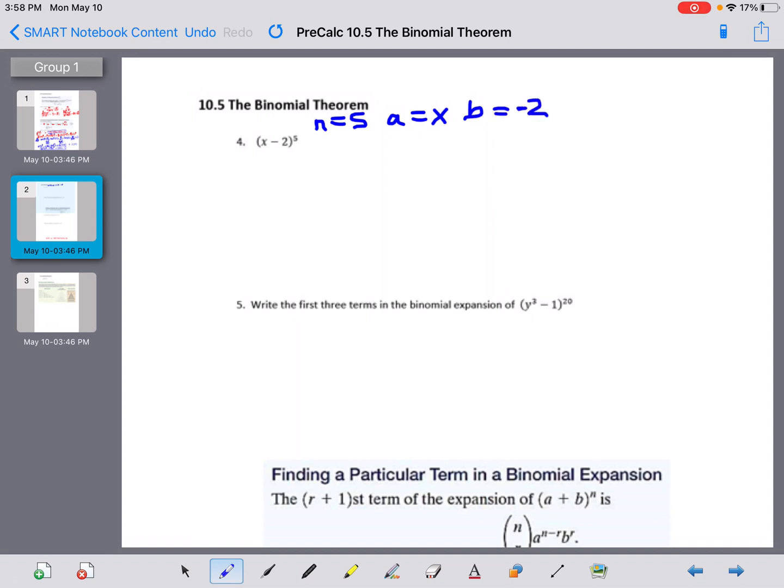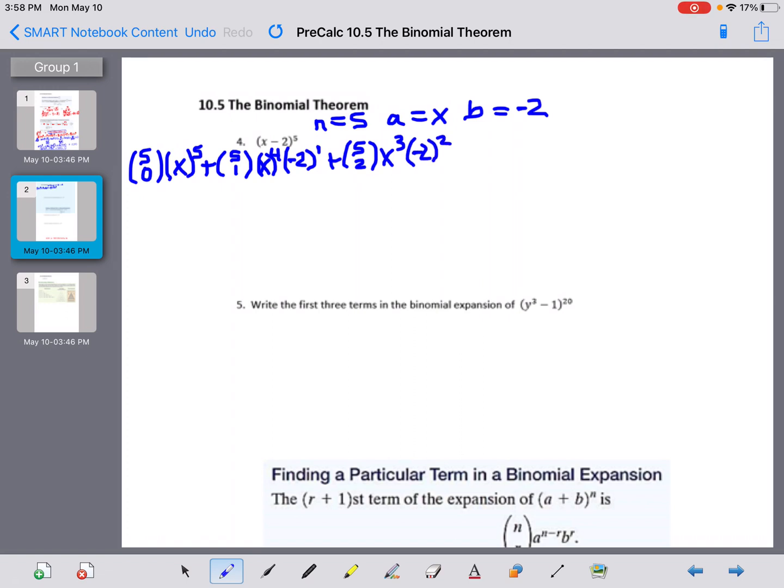Okay, so I start off with 5 over 0. My first term, which is x to the 5th, because I had the power of 5, plus, keep my 5 here, and I up this by 1, so that's going to be x to the 4th power times, or I should say the first thing to the first power times the second thing to the first power, because powers together should equal 5, plus 5 over 2, and it's going to be x to the 3rd power times negative 2 to the 2nd power.